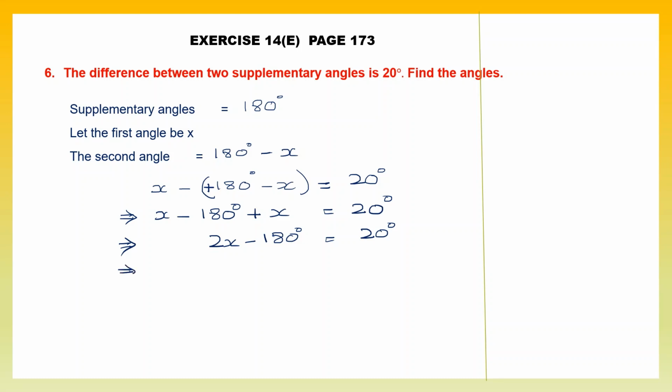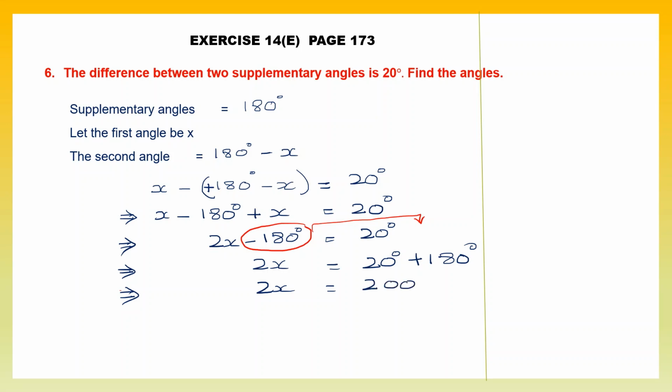Now we can find the value of 2x. We can say 2x is equal to 20 degrees plus 180 degrees. We have transposed this minus 180 degrees from the left hand side to the right. That's why it's become plus 180 degrees. So now 2x is equal to 20 plus 180 is 200 degrees. So now we can find the value of x. x is equal to 200 degrees divided by 2. Division because here it's multiplication, and when you transpose it to the right hand side, it becomes division.